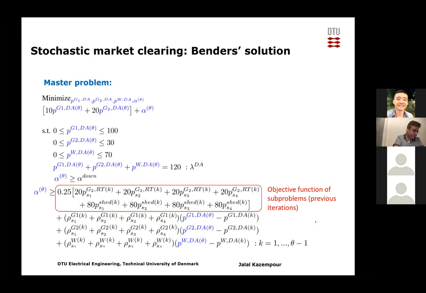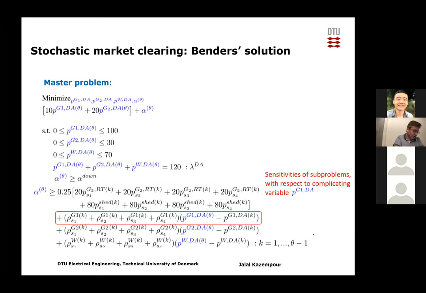Good. What does this line show? Anyone can help me? What do the next three lines show? This line, and this line. What are they? Maybe one volunteer can unmute.